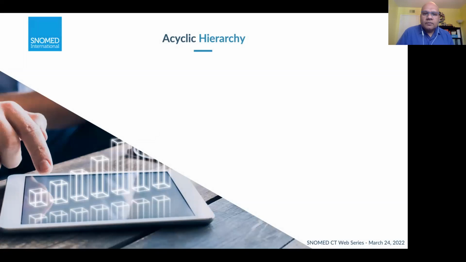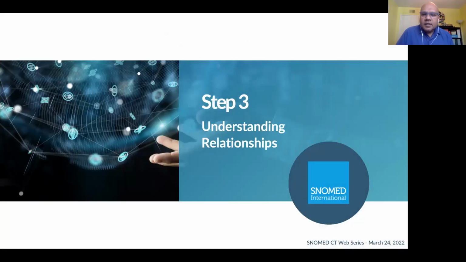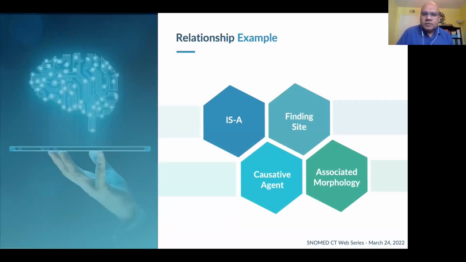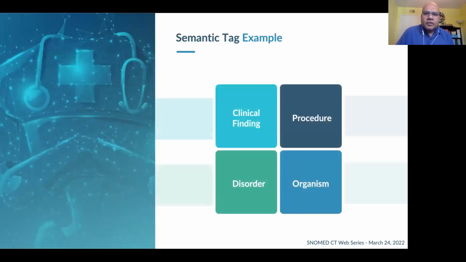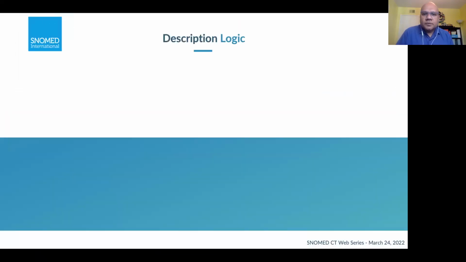And then there are obviously hierarchical things. So a lung disease is an infectious type of pneumonia, which is actually a viral pneumonia. So relationships. And then once we know that, we should be able to do different types of relationships, a finding thing, different types of associated morphologies and stuff like that. So then eventually we have some sort of meaning, which is a semantic tag: a clinical finding, organism, procedures, that kind of stuff.